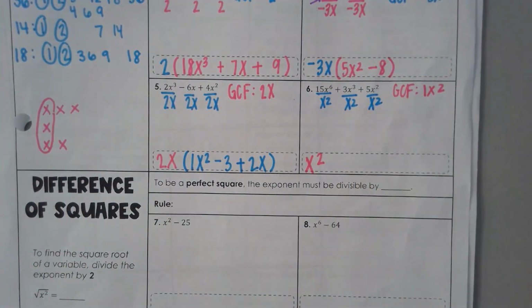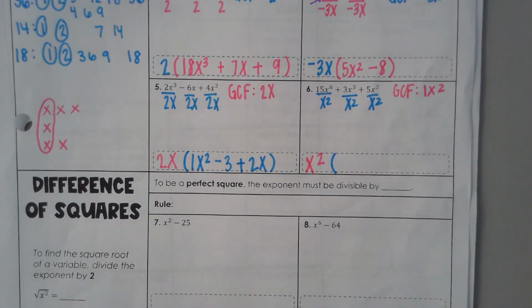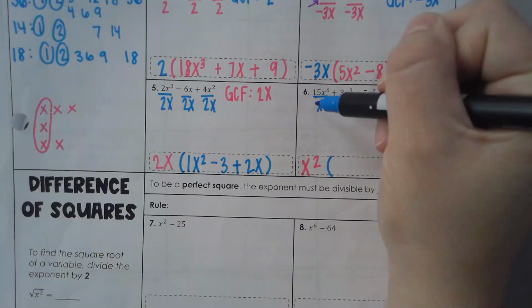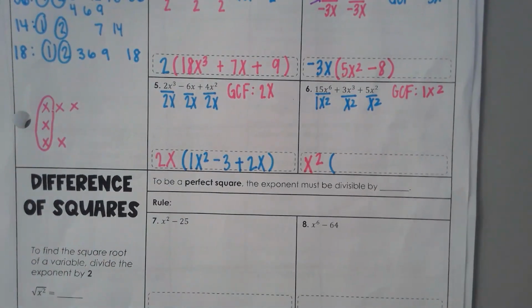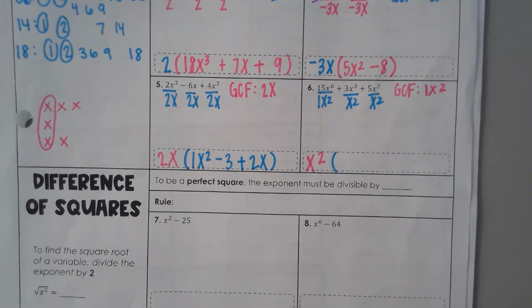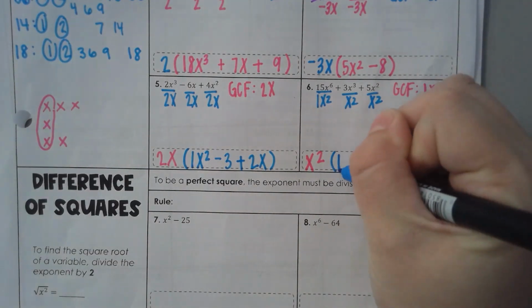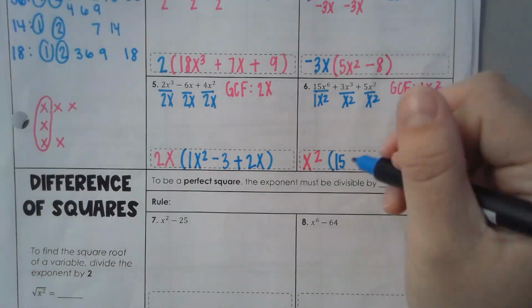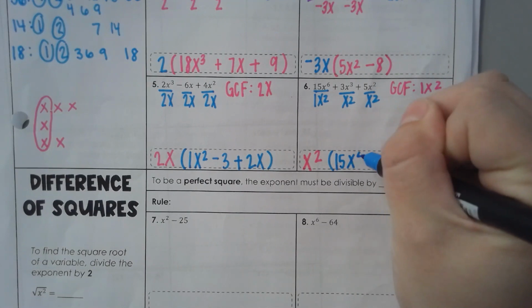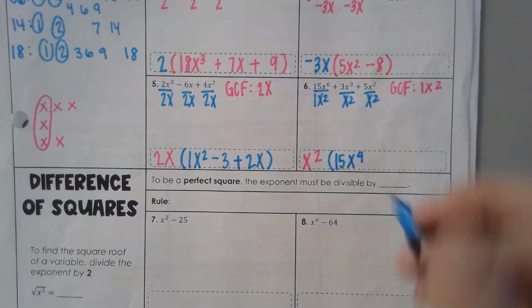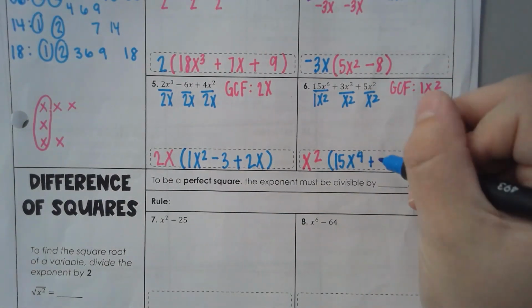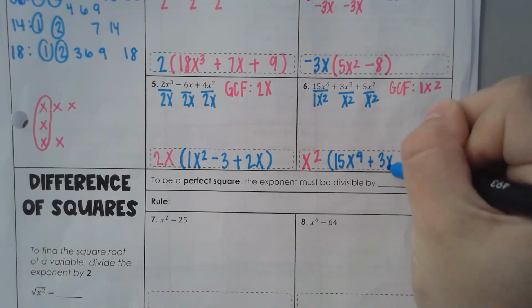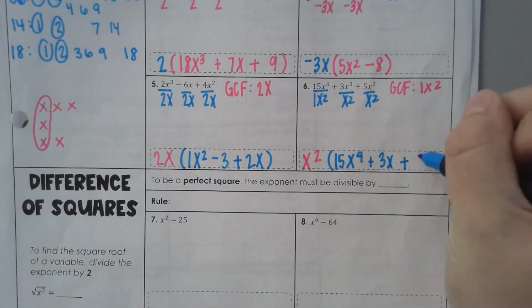So I'm going to divide each of those by x squared. And essentially I'm dividing by 1 x squared. So what's 15 divided by 1? 15. And then I have x to the 4th. Plus what? 3x plus 5. Good.